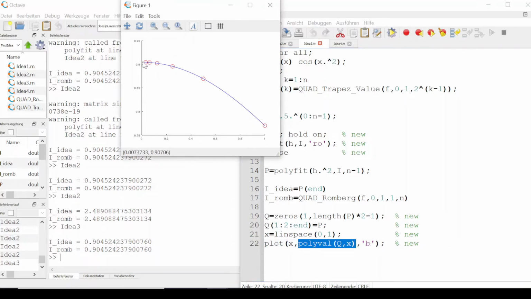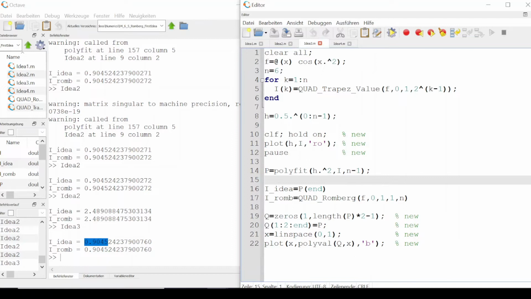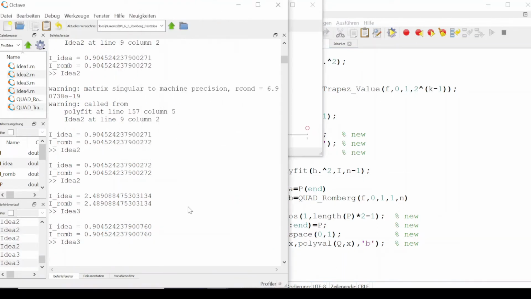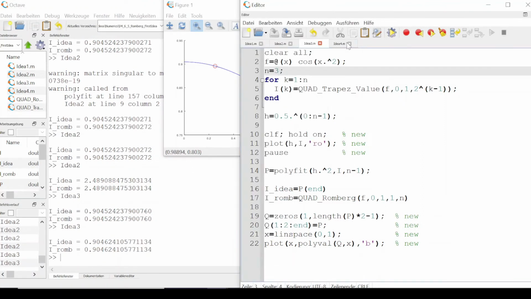And now we are interested in that value. If we want to see that value in the plot, we can do this, and we see it's 0.945. And this is that number, 0.945. Okay, that's what's going on. And now we can play around also here.